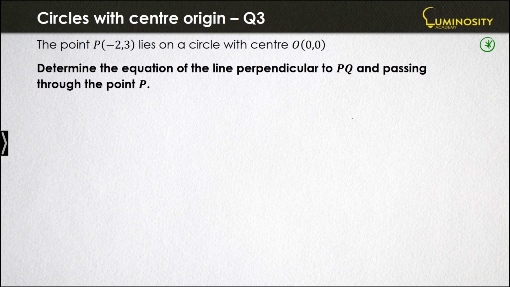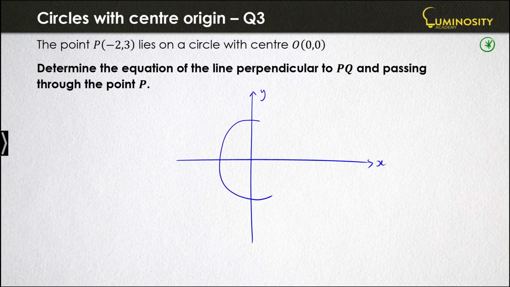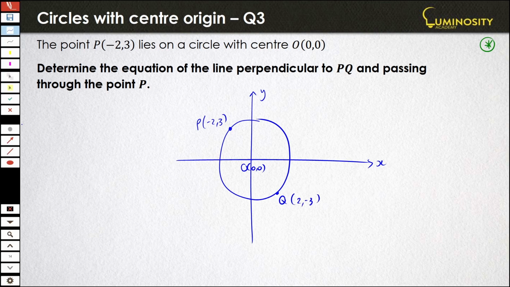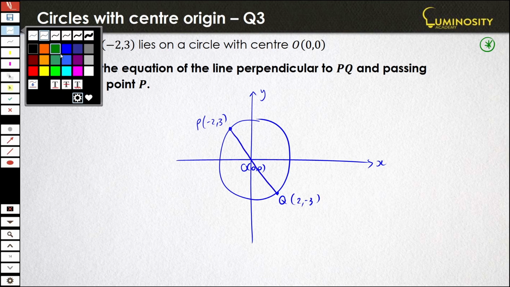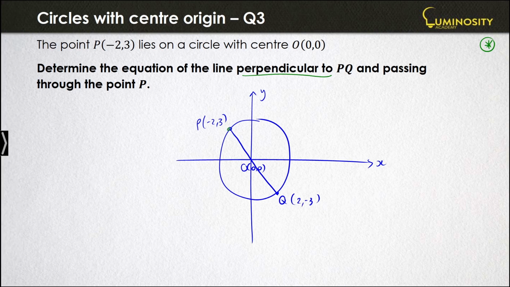Lastly, determine the equation of the line perpendicular to PQ passing through the point P. Okay, so again, we just need to visualize what's happening here. On the xy axis, you've got your circle with the origin 0, 0. You've got the point P, which is -2, 3, and the point Q, which is 2, -3. So you want the equation of a line that's perpendicular to PQ. Here's the diameter PQ. So it must be perpendicular, first of all, and it must pass through the point P. So it's going to be a line that looks like this. So I need the equation of this line.